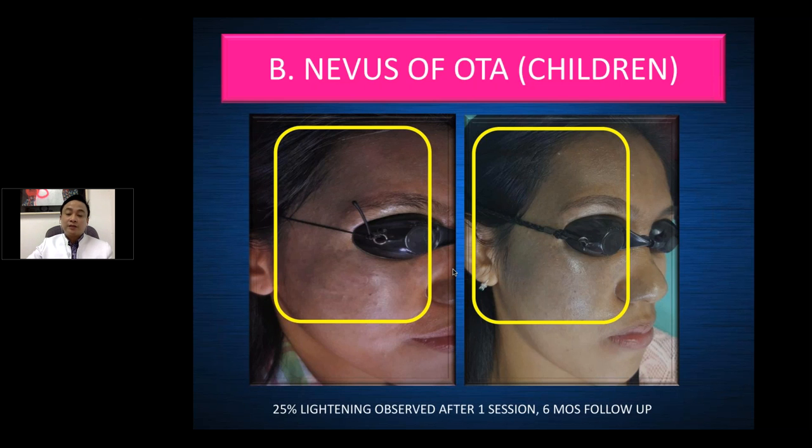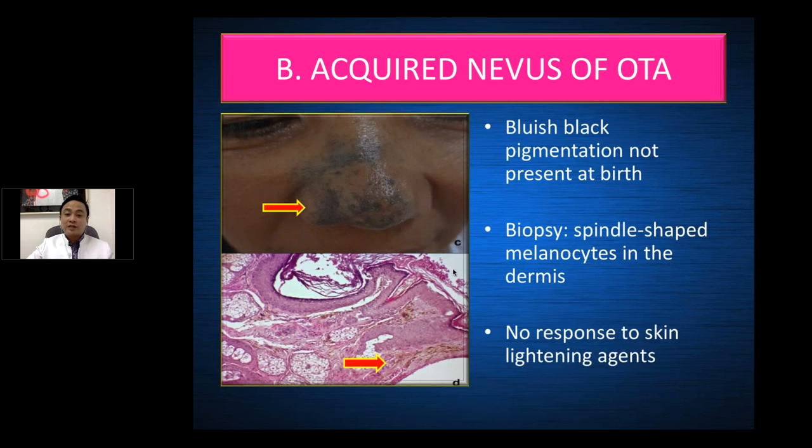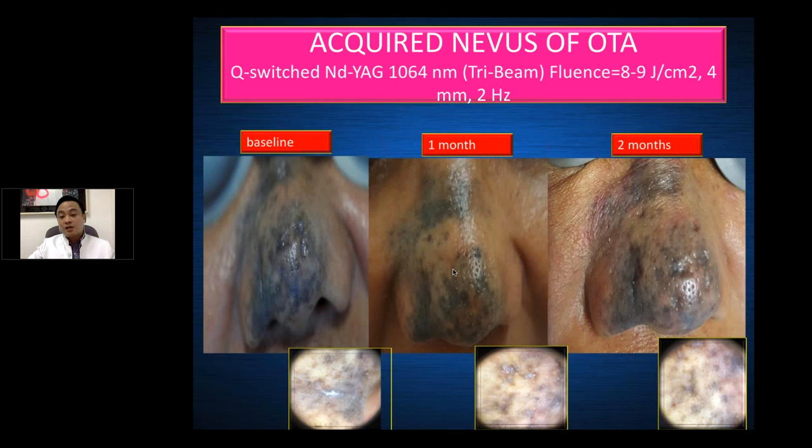For the acquired type of nevus of Ota, this is not present at birth, but it has the same histopathology as the nevus of Ota, with spindle-shaped melanocytes in the dermis. And when you see a case like this, you don't promise your patient that they will respond to topical skin lightening agents or chemical peels. They will not respond at all. So they will only respond to pigment lasers, such as the Q-switch and the YAG. So this is my patient with corresponding dermoscopic images.